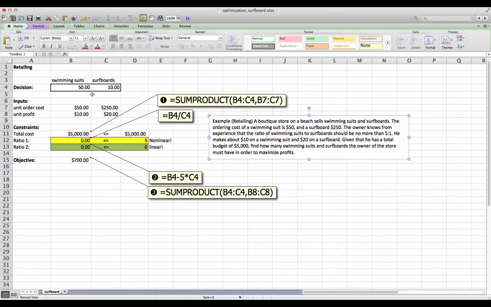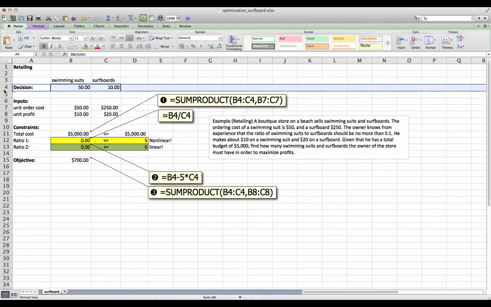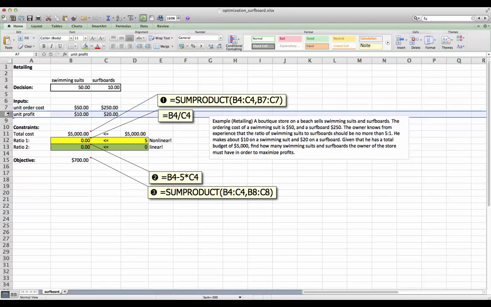Now, it is straightforward to set up the decision variables, which are just the number of swimming suits and surfboards to buy. We do that in row 4. And in rows 7 and 8, we put down their inputs, which are the unit cost for each and the unit profit for each. Now, next come the constraints.